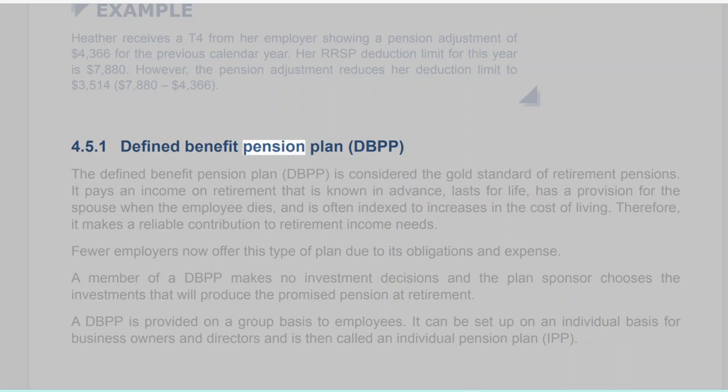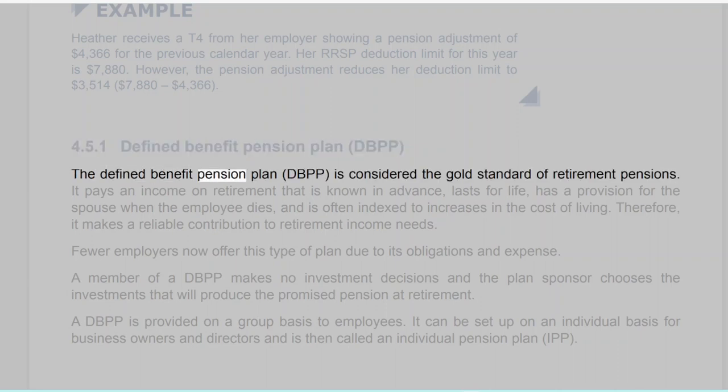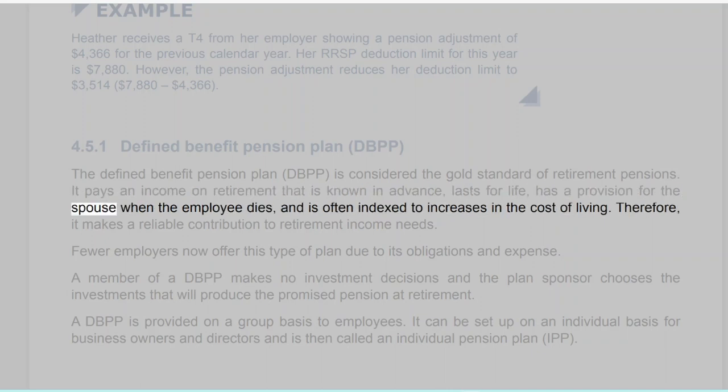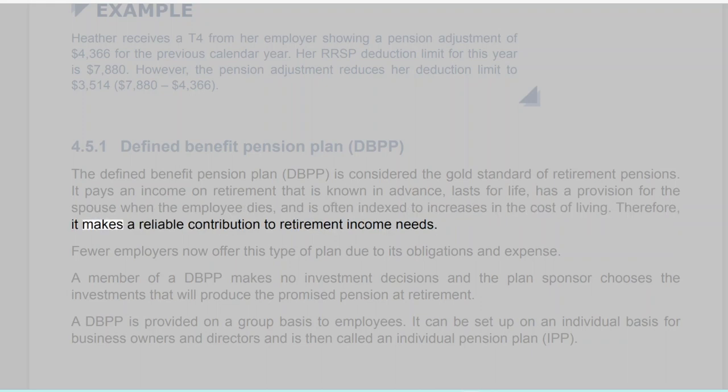4.5.1 Defined Benefit Pension Plan, DBPP. The Defined Benefit Pension Plan, DBPP, is considered the gold standard of retirement pensions. It pays an income on retirement that is known in advance, lasts for life, has a provision for the spouse when the employee dies, and is often indexed to increases in the cost of living. Therefore, it makes a reliable contribution to retirement income needs. Fewer employers now offer this type of plan due to its obligations and expense.